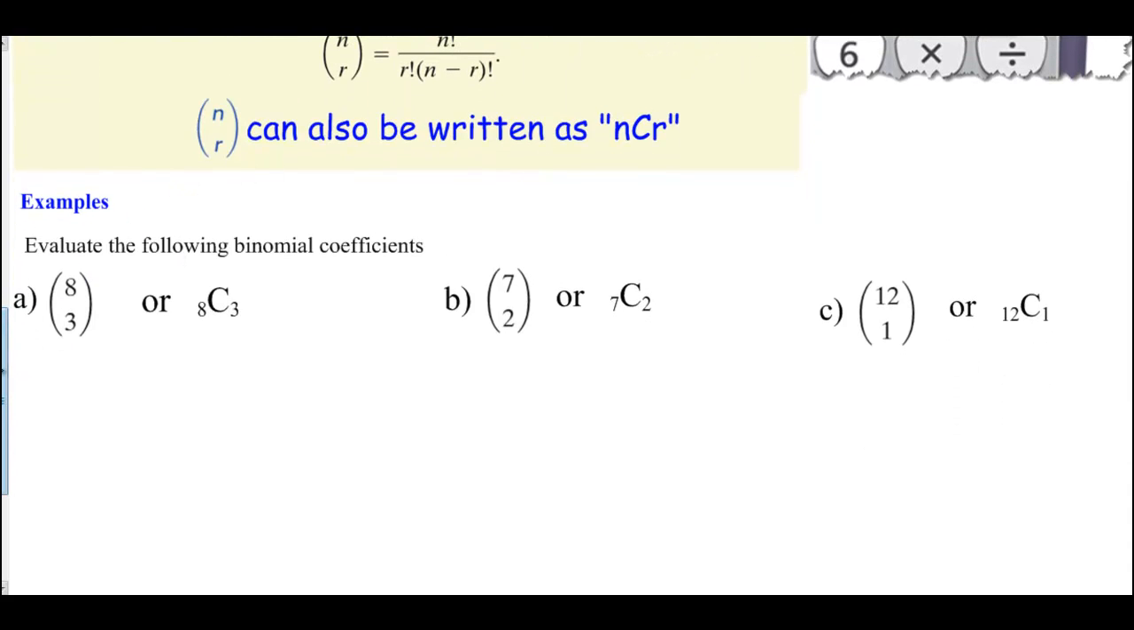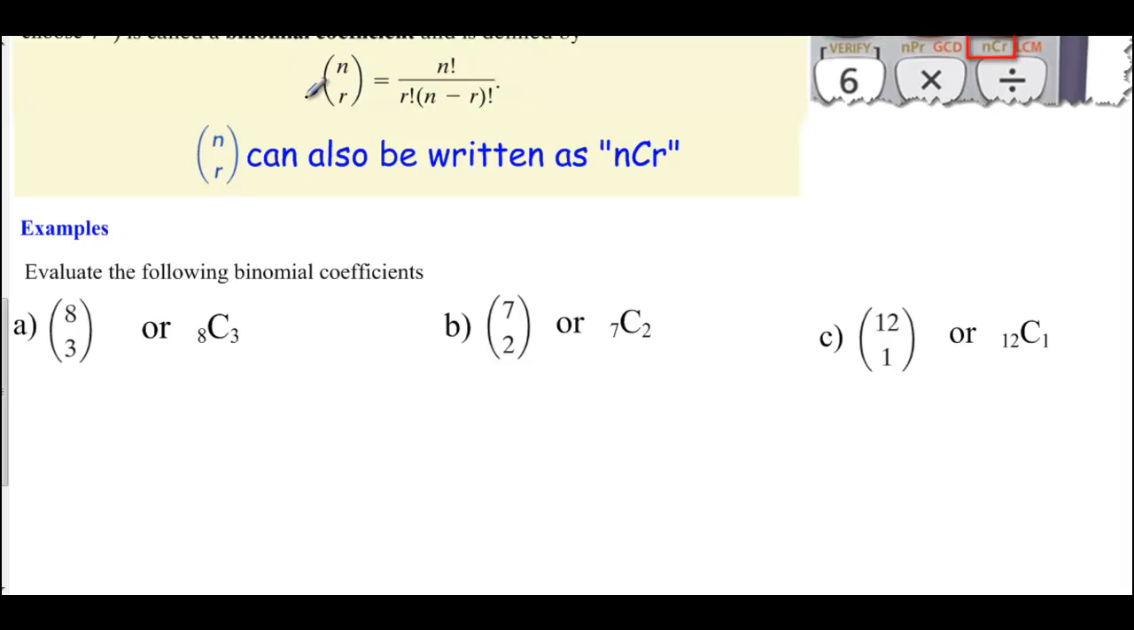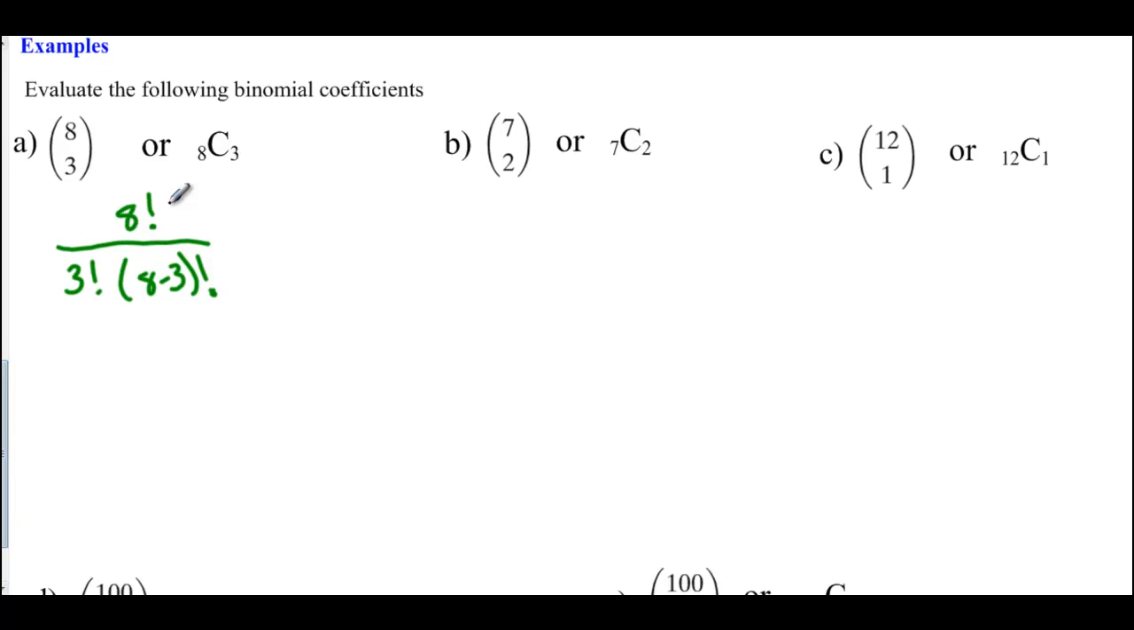So we're following this formula up here. 8 choose 3 is going to be 8 factorial over the r, which is 3 factorial, times 8 minus 3 factorial. Well, this is the same thing as 8 factorial over 3 factorial times 5 factorial. I'm going to show you guys how we can reduce this.